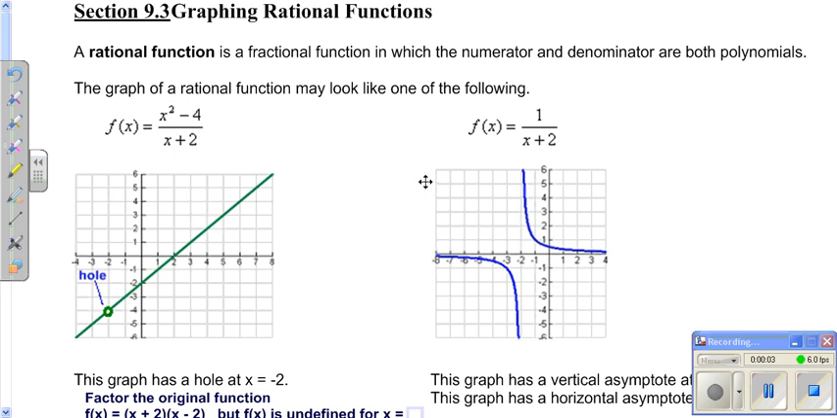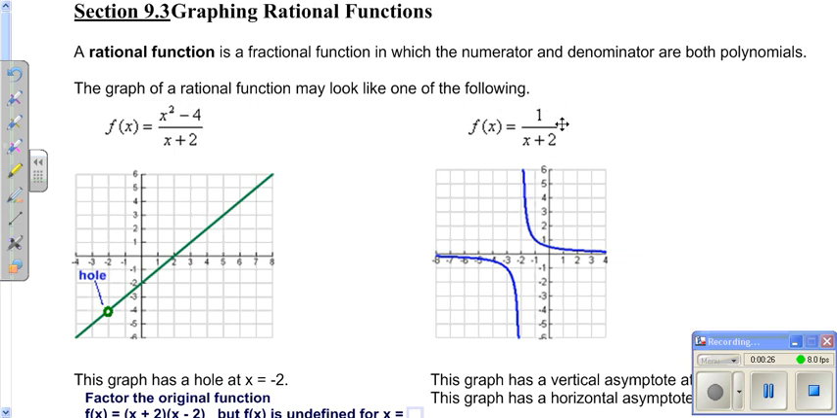Graphing rational functions. A rational function is basically a function that has a fraction in it, in which you have at least a variable in the denominator. You may or may not have one in the numerator, but it has to have one in the denominator. Here are two examples of rational functions.